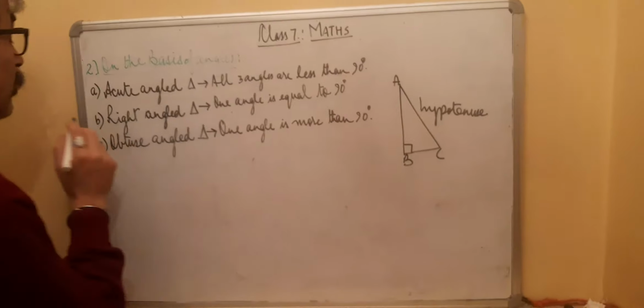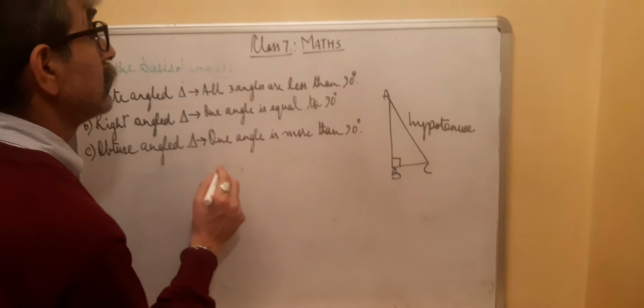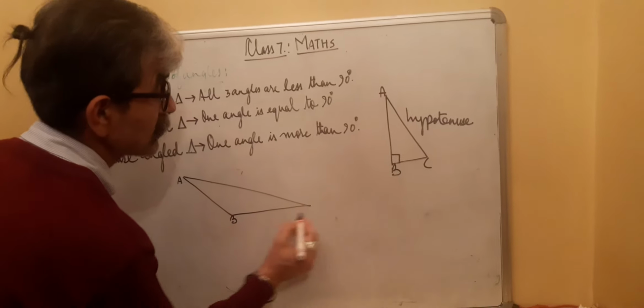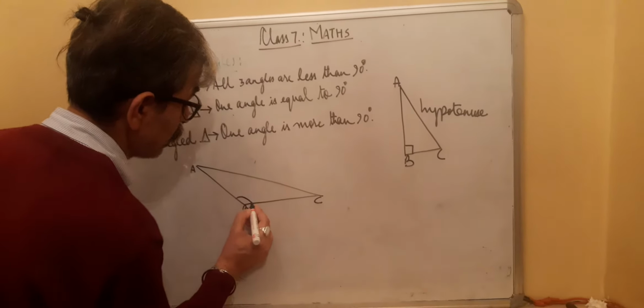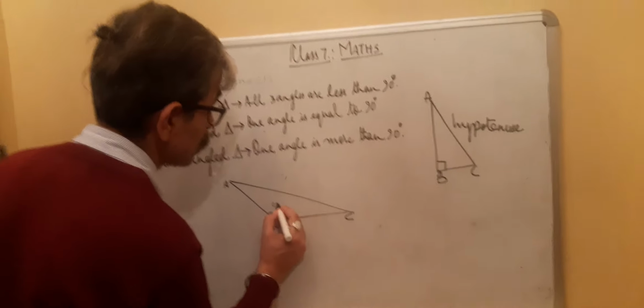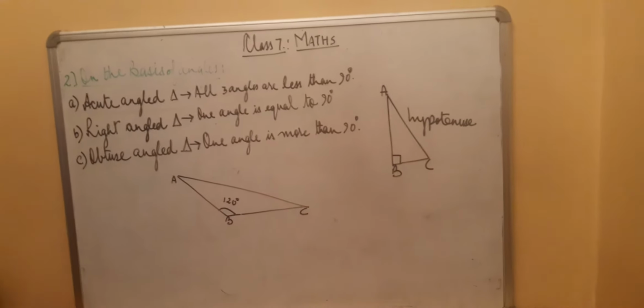Then, obtuse angle triangle is a triangle in which one angle is more than 90 degrees but less than 180 degrees. Triangle ABC, in which angle B or angle ABC is more than 90 degrees. Now suppose I'll take it as 120 degrees. So this is an obtuse angle triangle.